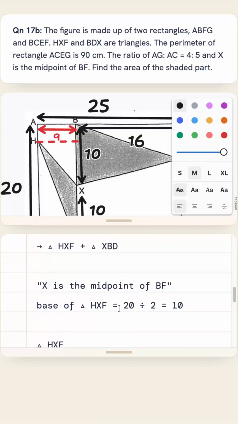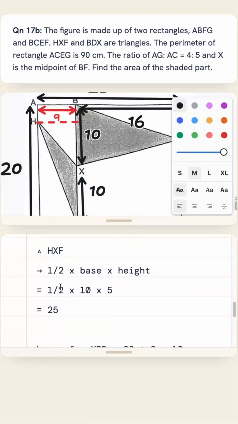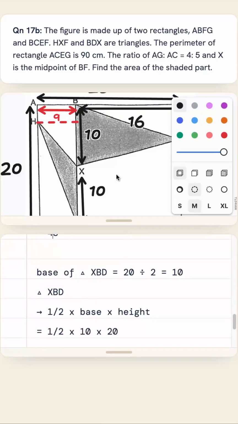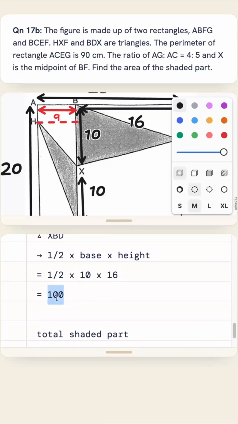So from here, we will then calculate everything accordingly. The base 20 divided by 2 is the same because it's 10. HXF, which is this bottom part, is half times base 10. The height now changes. So half times 10 times 9, this will be 45. Now the base of XBD is still the same, 10, but the height is no longer 20, it is 16. And this will give us 80.